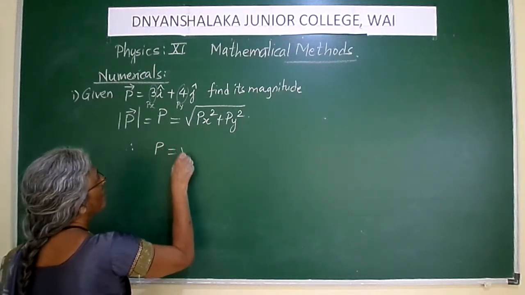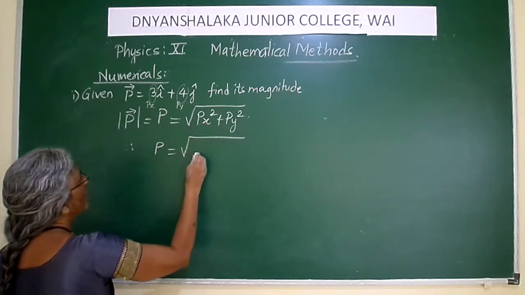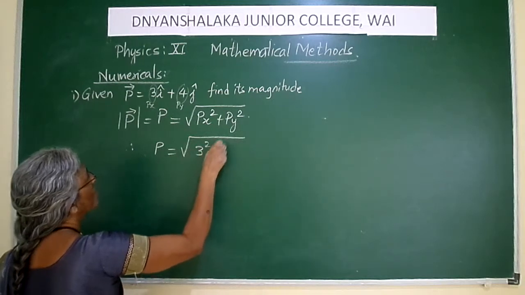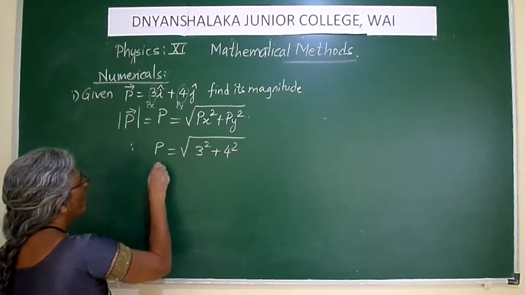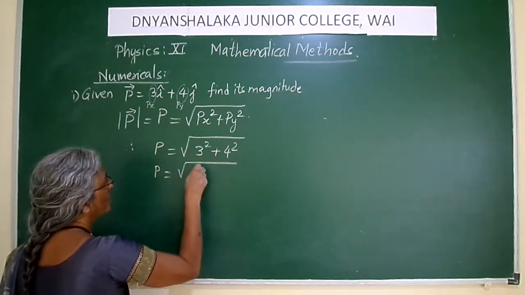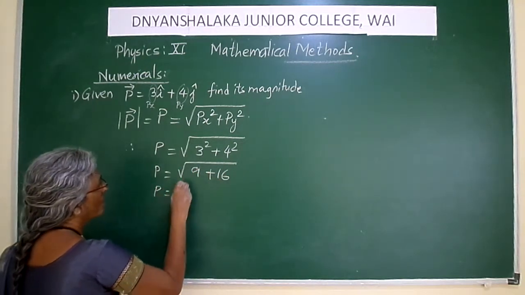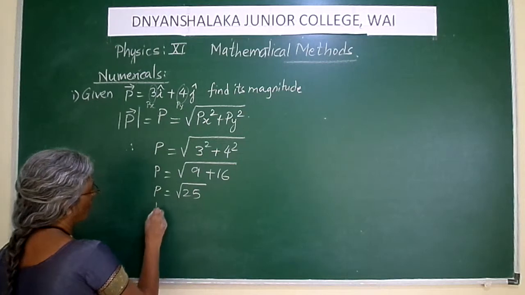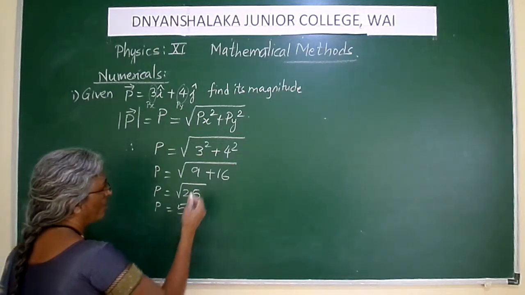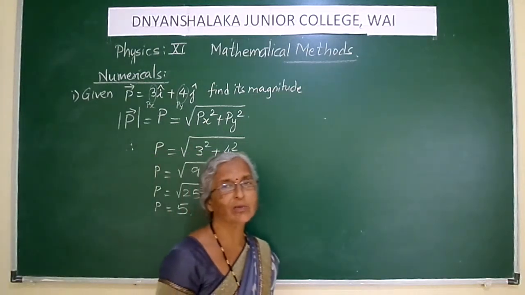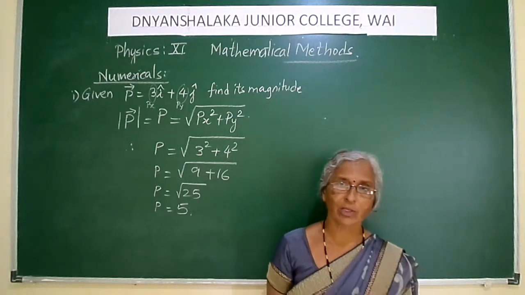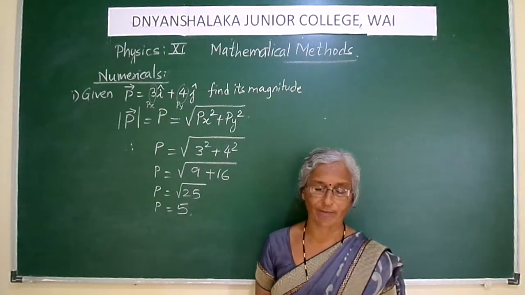P will be equal to under root, what is Px? 3 square plus Py 4 square. So P is equal to under root 9 plus 16. P is equal to under root 25. So P is equal to how much? 5. So what is the magnitude of this vector P? Magnitude of this vector P is equal to 5.